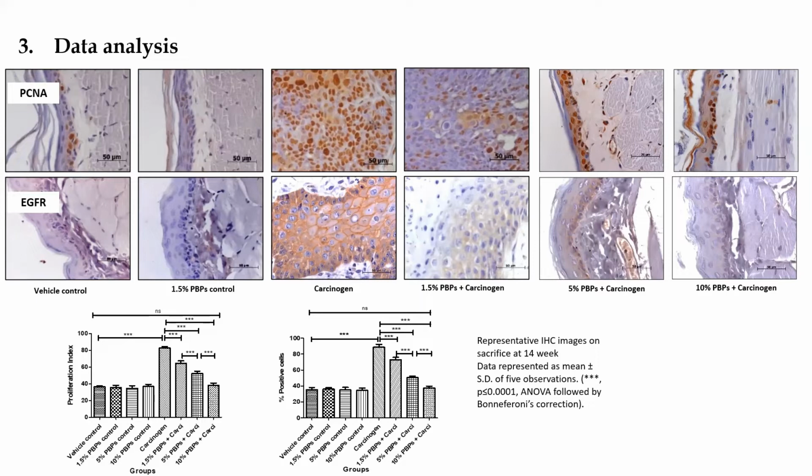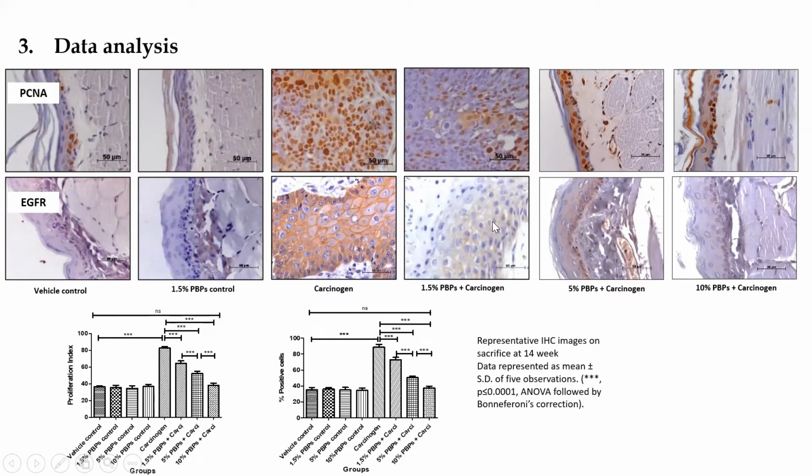So whether it is decreasing expression of PCNA or whether it is decreasing expression of EGFR or what molecule. Okay, so we have done IHC for these markers on the tissue samples. So as you can see in controls where there is no tumor, there is very less expression of PCNA and EGFR. In case of carcinogen, tumor tissue samples, it is very highly expressed because these are highly proliferating tumors. And once these tissues are treated with PBPs, which is a test compound, even in tumor tissue samples, the number of cells expressing these molecules is getting decreased. Also, the intensity of the staining is decreased.